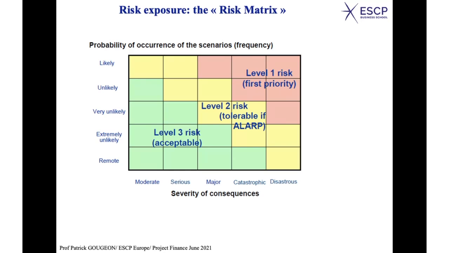Indeed, nobody would like to take a risk position in the red area, because it would be a risk potentially disastrous with a high probability. So this is not a place where you want to be. That's why we call this level 1 risk, first priority. If you have a project risk there, you need to take action to move it down to an area where it becomes tolerable. In the yellow area, it might be tolerable.